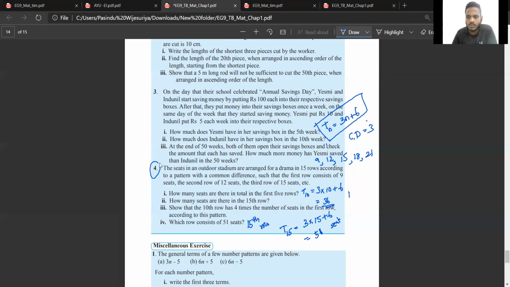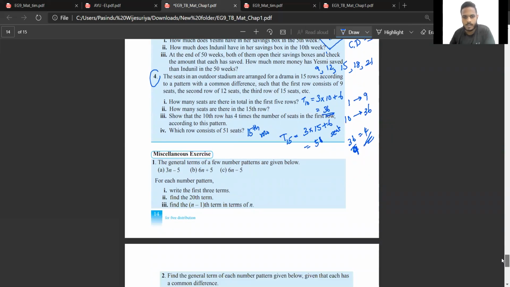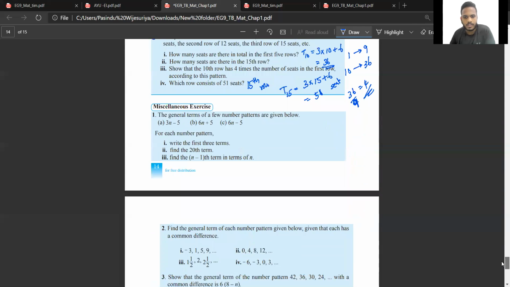The first row has 9, the 10th row has 36. Therefore 36 divided by 9 is 4. I hope it's clear again. It's very easy. Don't get scared or anything.